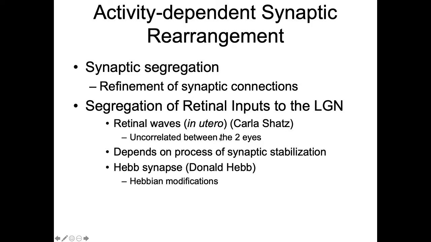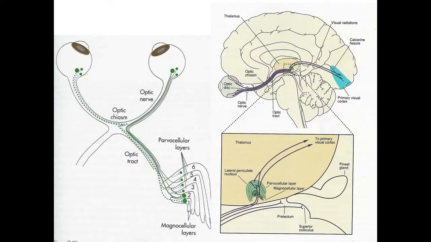So your eyes are closed because you haven't opened them yet early in development, but there are still these waves of activity that course across your visual system. And then there is the idea of the Hebbian synapse, which helps us specialize or favor one particular type of connection over another. So let's take a peek at what we're going to be talking about.